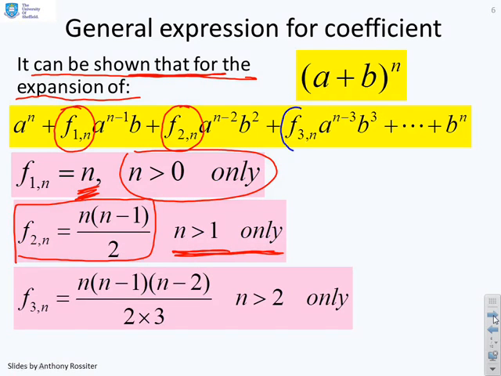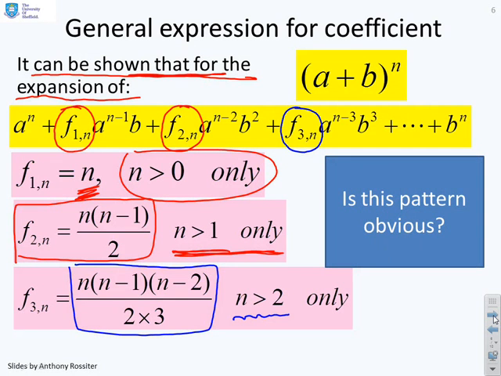What about f3n? Then you can show that this is always given by this formula here, n times n minus 1 times n minus 2 over 2 times 3. And you can only use this formula if n is greater than 2. So here's the question. Can you see a pattern in these coefficients?